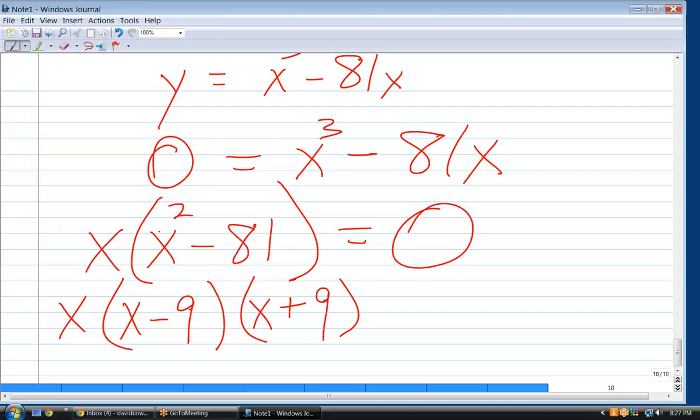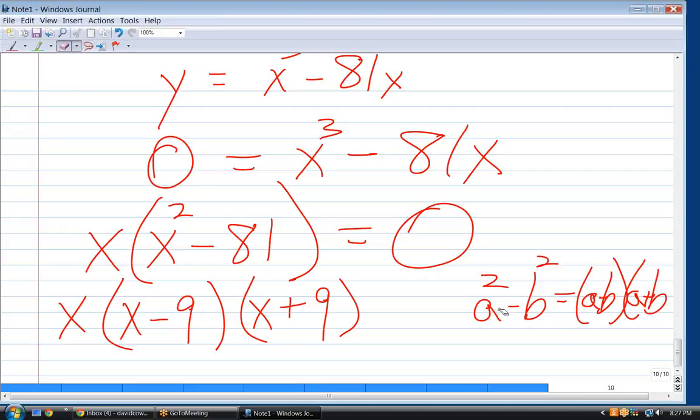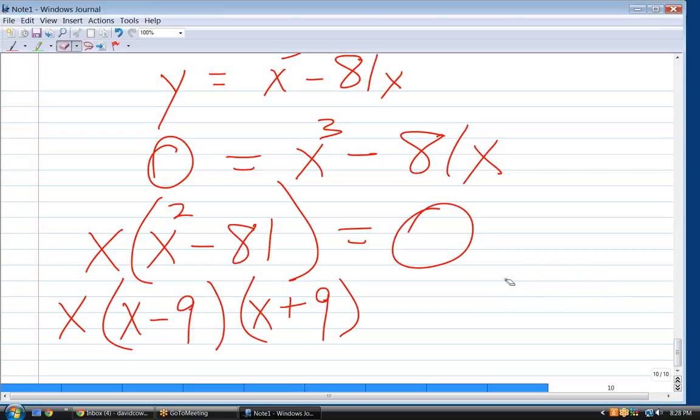In other words, you always take the square root of that for a and the square root of that for b. But in terms of a squared minus b squared, it always factors into a minus b times a plus b. If you have something that's more complicated than a squared minus b squared, you just have to figure out what the a and the b are. Like this one. The b is 9, and the a is x. Okay? So now I got all three of those things multiplied together equaling 0.